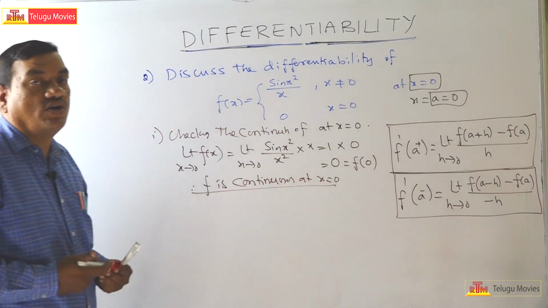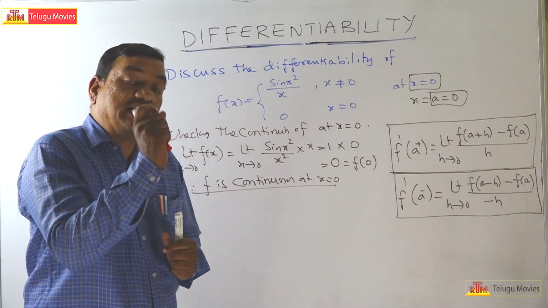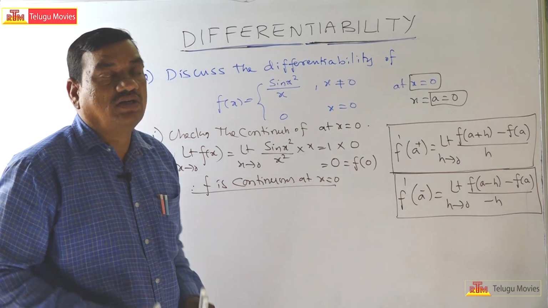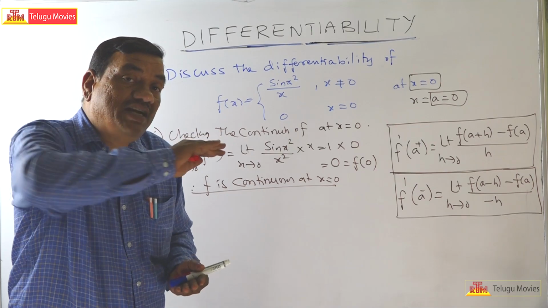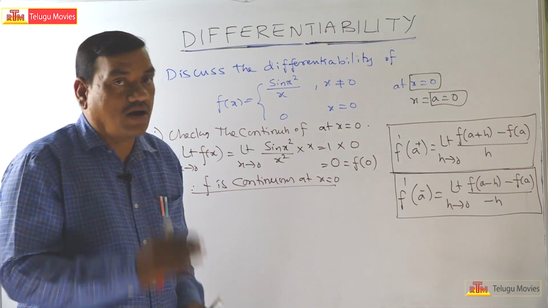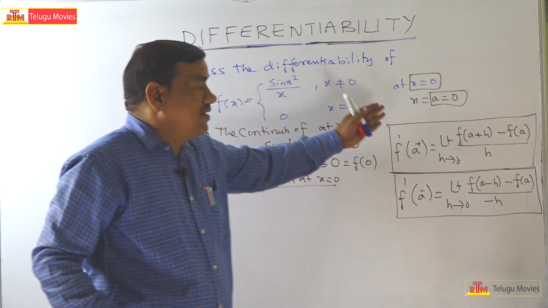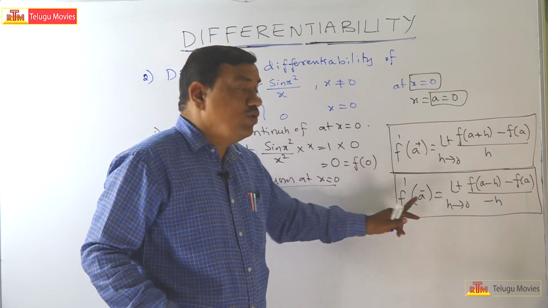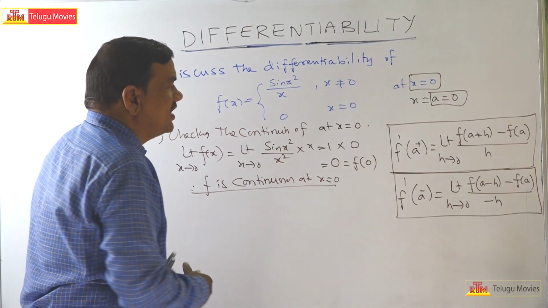The first step we did was to check whether the function is continuous at x equal to 0. Yes, it is continuous. Now, we are going to check whether any tangent exists there or not. For that, we have to check the differentiability of that function, so for that the right hand side derivative and left hand side derivative. Let us see the right hand side derivative.